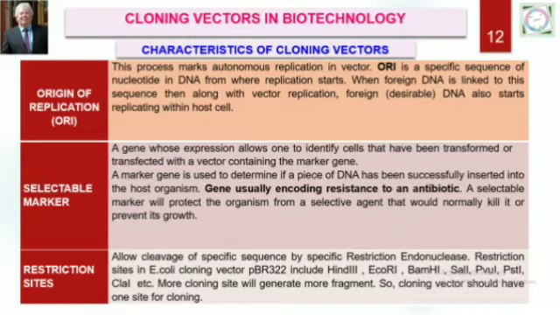Now we talk briefly about restriction sites. These are the sites that allow cleavage of specific sequences by specific restriction endonucleases. Restriction sites in the E. coli cloning vector pBR322 include HindIII, EcoRI, BamHI, SalI, PvuI, PstI, ClaI, etc. More cloning sites will generate more fragments. So a cloning vector should have only one site for cloning. It should not be contradicted because this is an artificially made cloning vector, hence it facilitates working with different types of restriction enzymes.